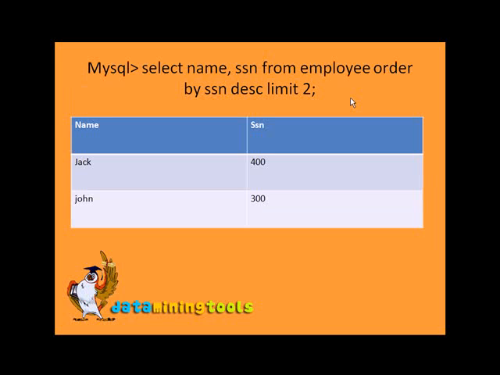Select name, SSN from employee, order by SSN, descending, limit 2. This query is used to show the usage of order by clause. We can see that the result is sorted by the SSN value and only 2 names are displayed because the limit is 2.